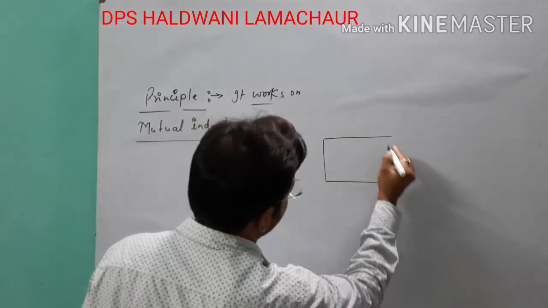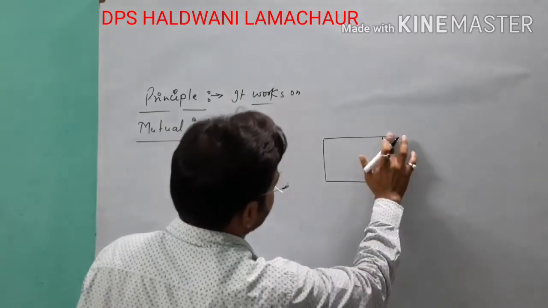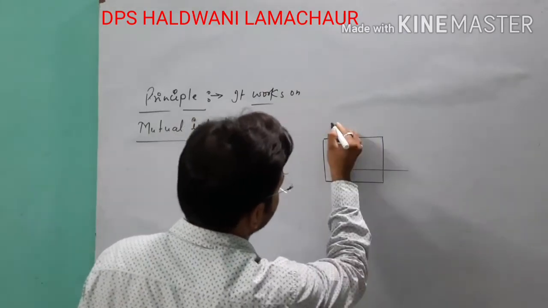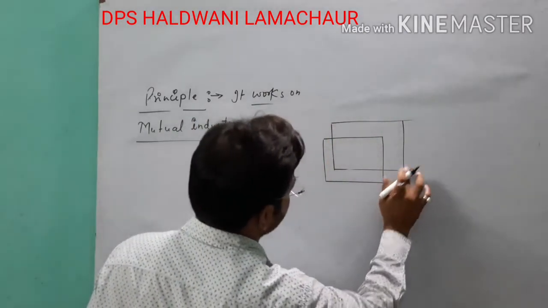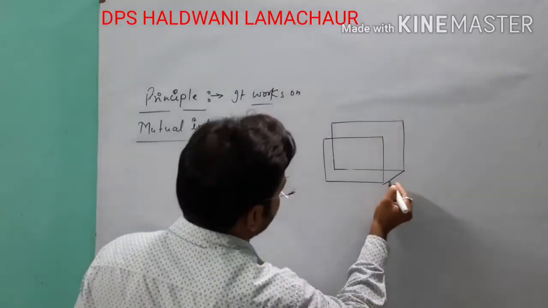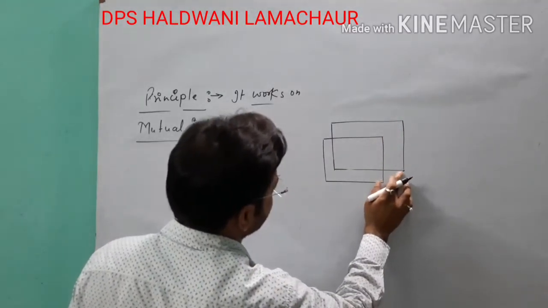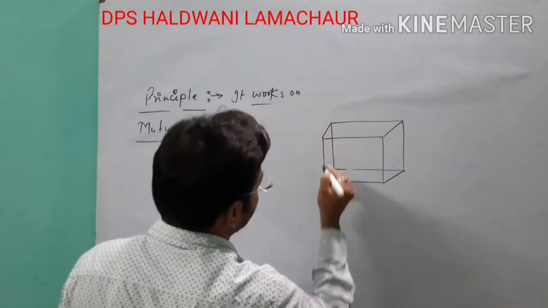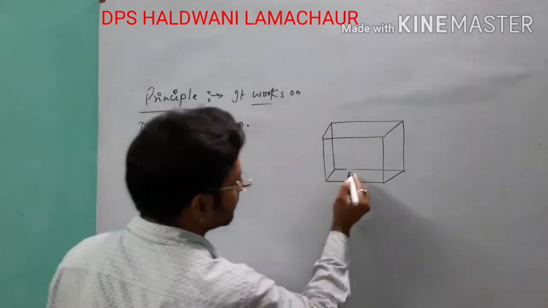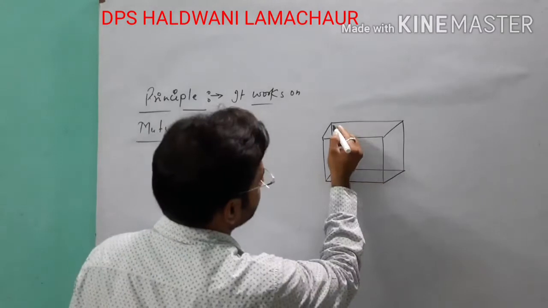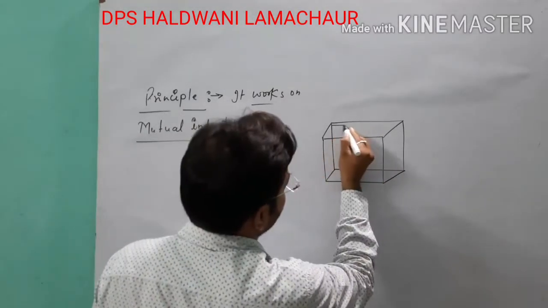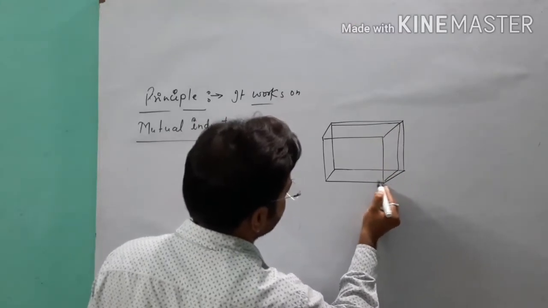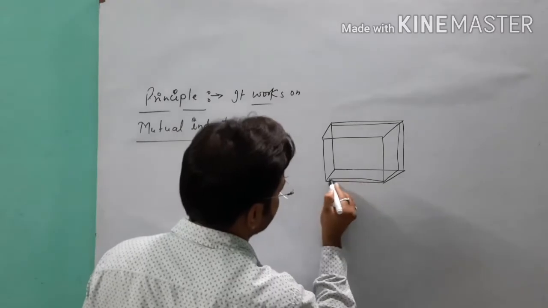After the principle of transformer, here I will write the construction of transformer. I am drawing a rough diagram, and you can draw the proper diagram from your book to understand it. The transformer consists of a rectangular soft iron core made of laminated sheets insulated from each other, like this. Students, this is my rough diagram.